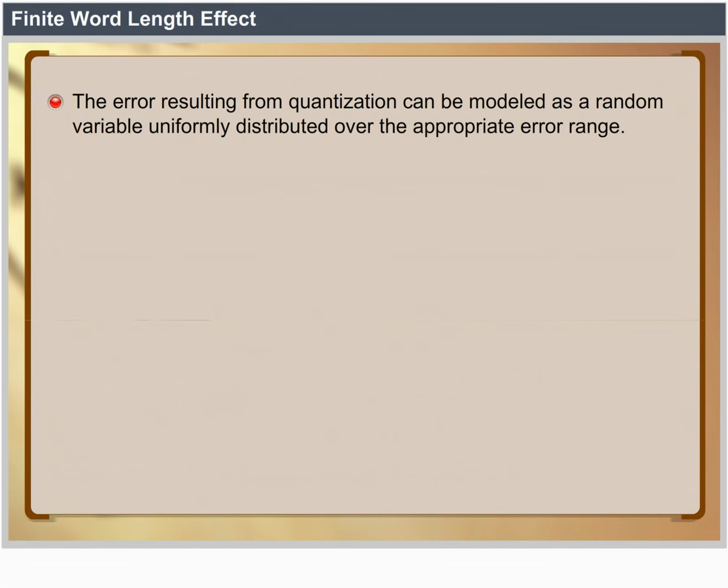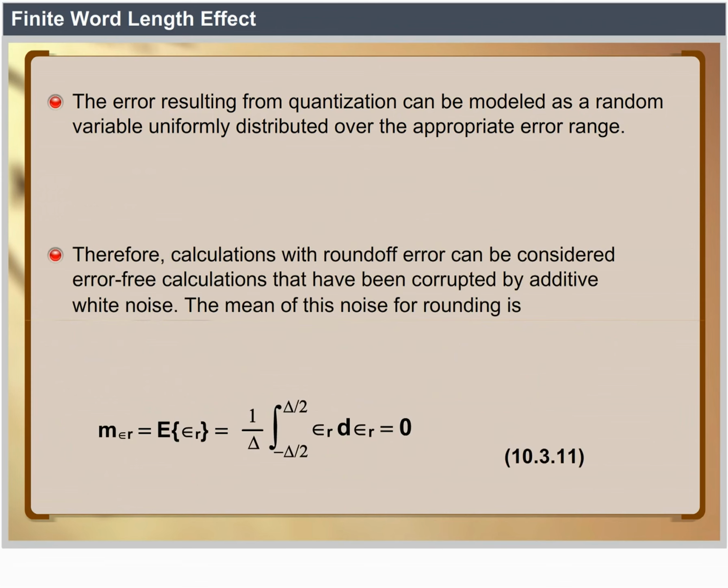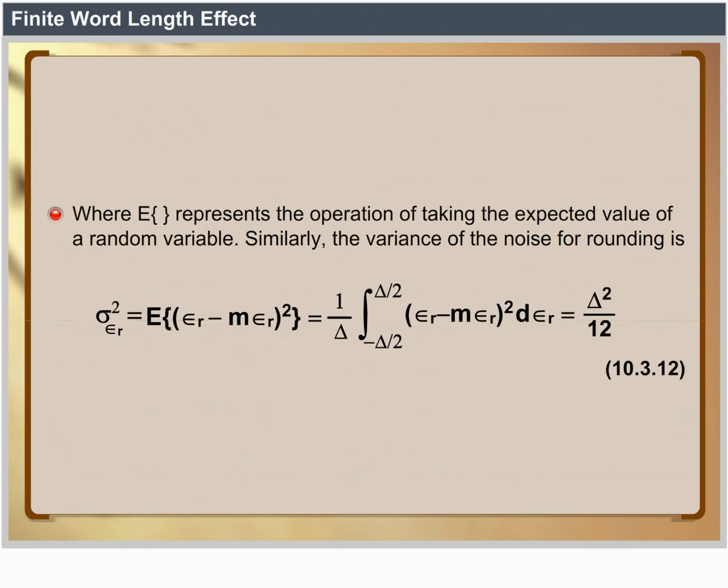The error resulting from quantization can be modeled as a random variable uniformly distributed over the appropriate error range. Therefore, calculations with round off error can be considered error-free calculations that have been corrupted by additive white noise. The mean of this noise for rounding is m epsilon r equal to E of epsilon r equal to 1 by delta integral minus delta by 2 to delta by 2 epsilon r d epsilon r equal to 0, is called equation number 10.3.11, where E of bracket represents the operation of taking the expected value of a random variable.